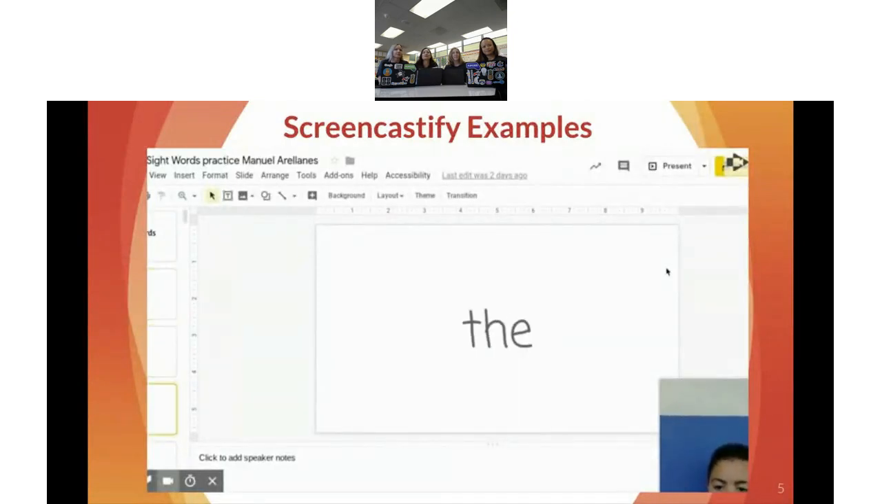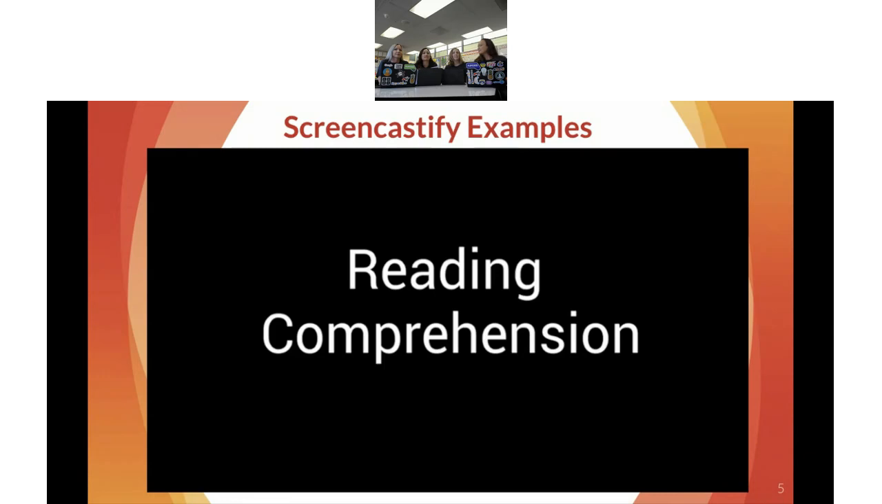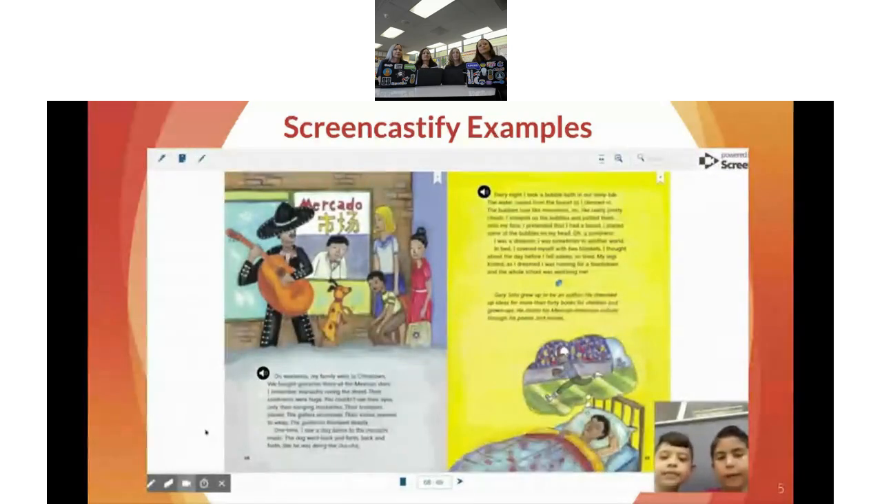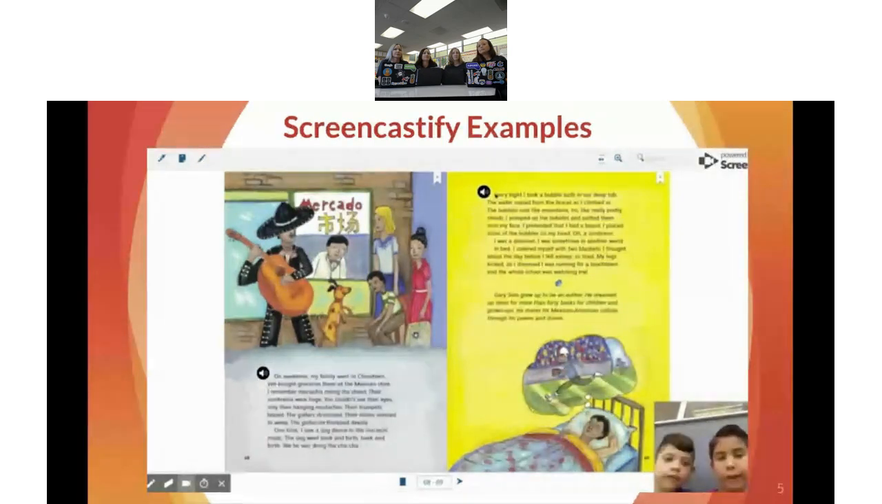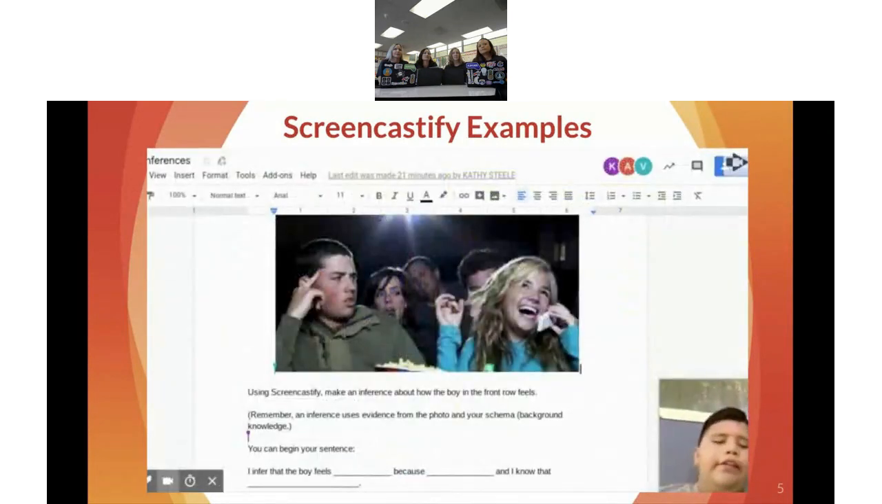So in this one here, they're practicing their sight words. Reading comprehension. And they're pointing out their textual evidence as they think aloud. Is the audio coming in on this? I think it's muted on Neff's side.